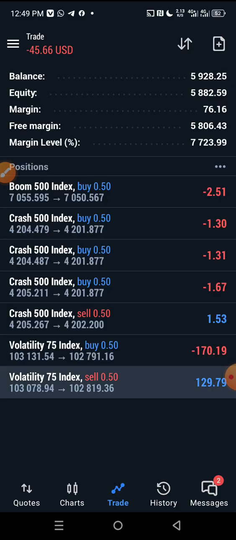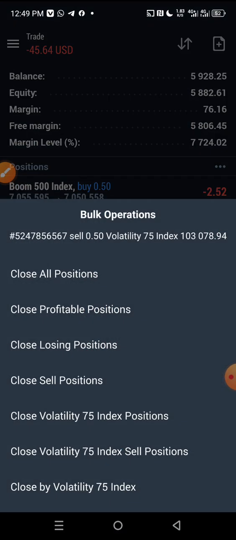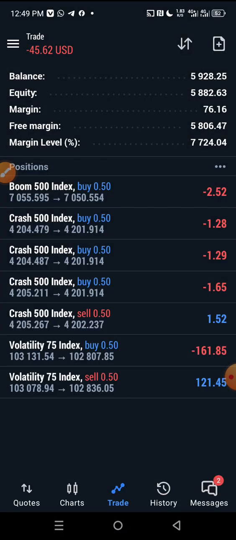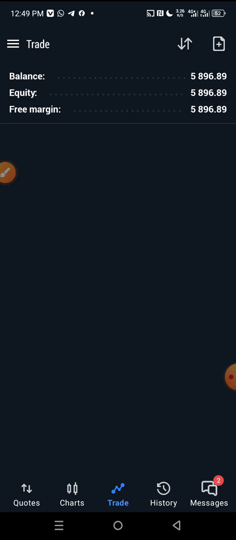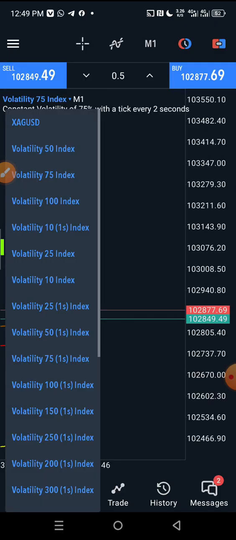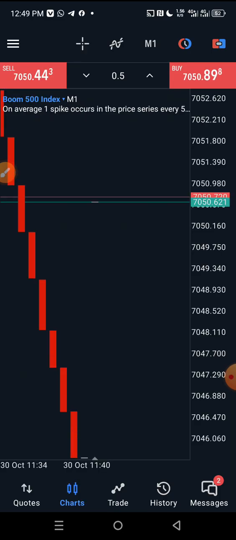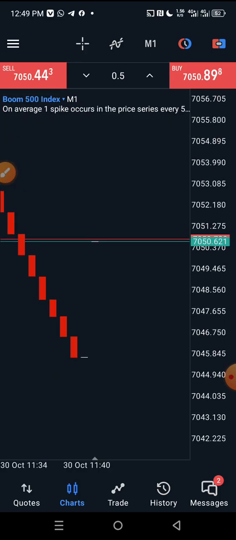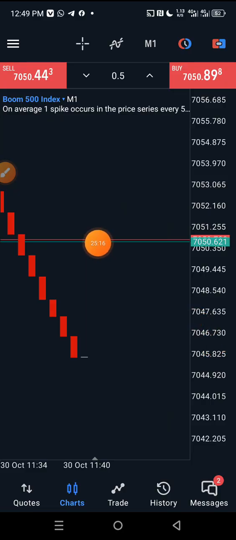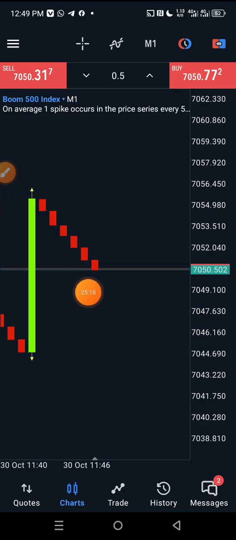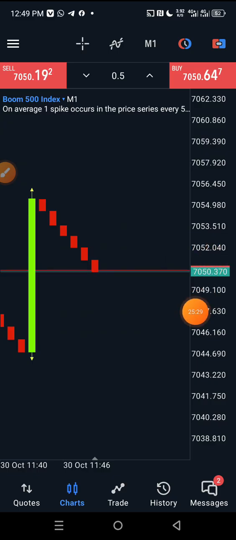Then let me quickly show you how you can also do it automatically, not by tapping one after the other. Assuming you are doing your Boom 500, you see there is a spike here. The spike came, but you are not seeing it. It's invisible. Okay, it has become visible now. So assuming you sell, you mustn't pick those numbers, you mustn't add it by modifying.